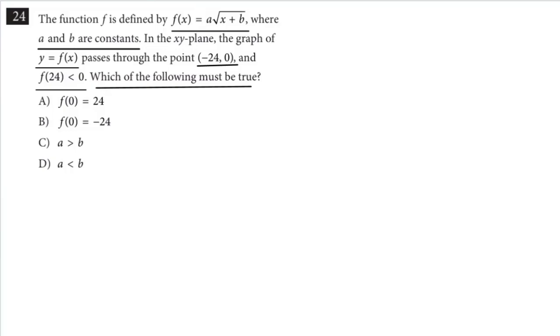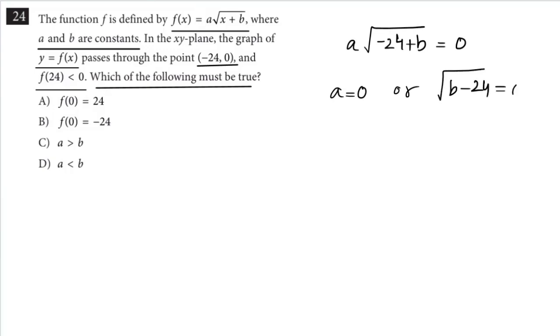If I substitute x to be -24, the function's value will be 0. So this gives me a times the square root of b minus 24 equals 0. Square both sides, get rid of the square root. So b becomes 24, or a is 0. Well, definitely A and B do not work because I have no such coordinate given, 0, 24 or 0, -24. So they are clearly incorrect. It can be one of C and D. So from this situation, I can see that D seems correct.